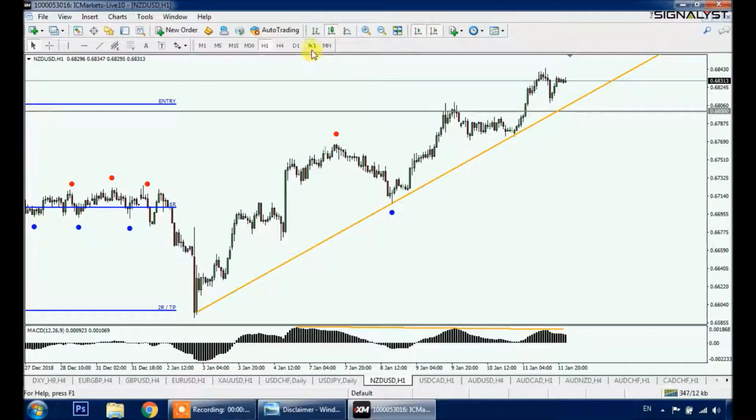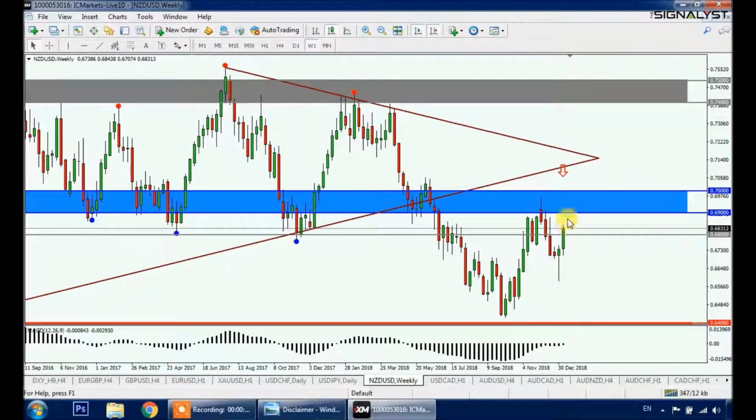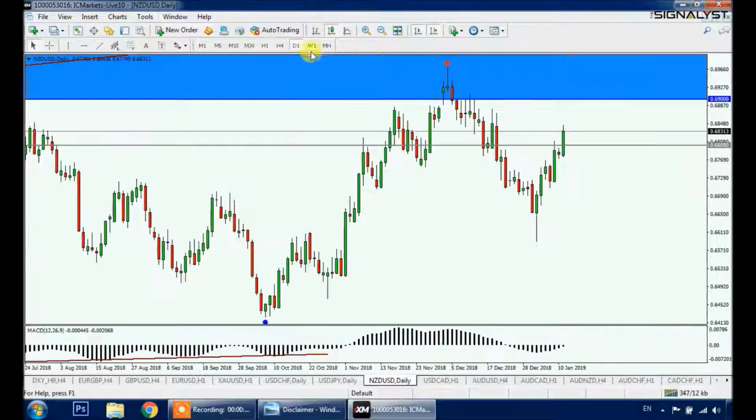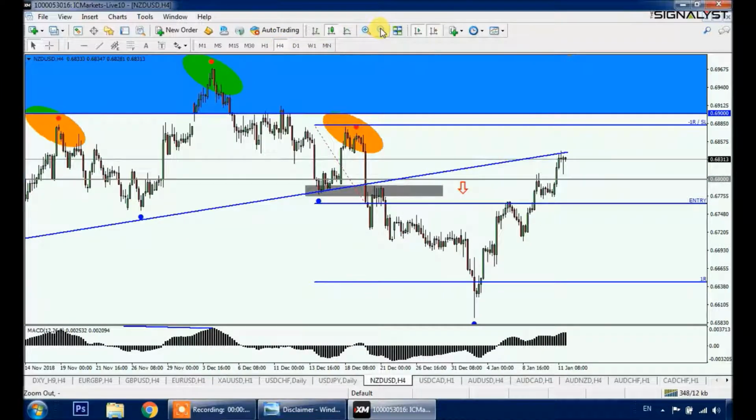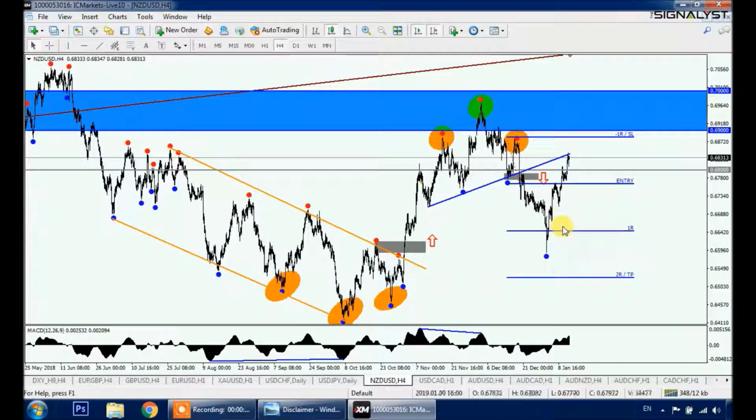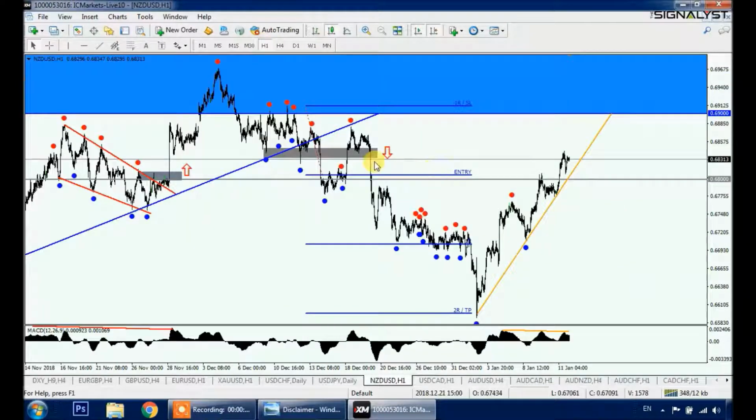NZD/USD. On weekly we have a big momentum candle pushing price higher. On daily time frame we have nothing to mention for now. On H4, as I mentioned last week, I'm waiting for NZD/USD to get to our blue zone to look for short opportunities. On H1 we had an opportunity 2 weeks ago that had TP last week, and now we are waiting for the third blue dot to form around here to consider this line objective.